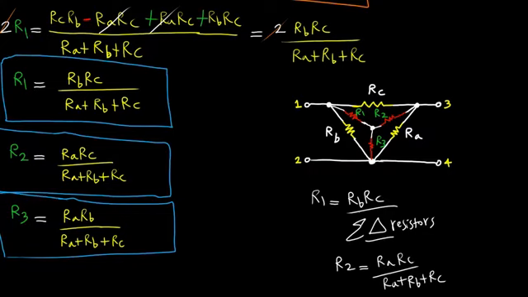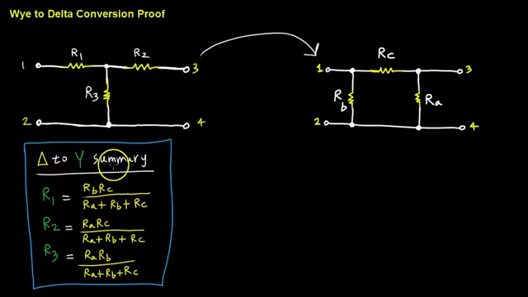This would be a proof for delta to Y conversion. Next, we're going to look at Y to delta conversions. Alright, so now we're going to go ahead and convert a Y network to a delta network. Again, keeping in mind that our goal is to maintain the same resistance looking through each given pair of terminals. And with that being kept in mind, and also remembering the relationships we just found for the delta to Y summary, let's go ahead and do the following.